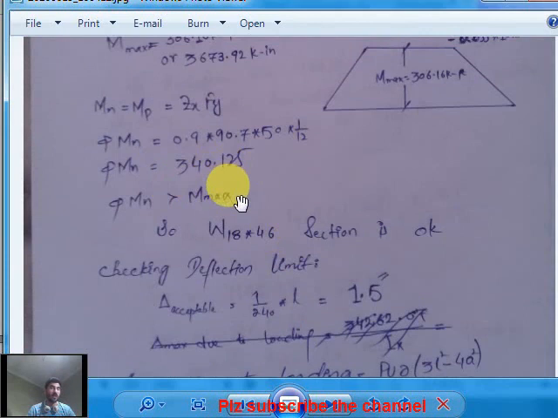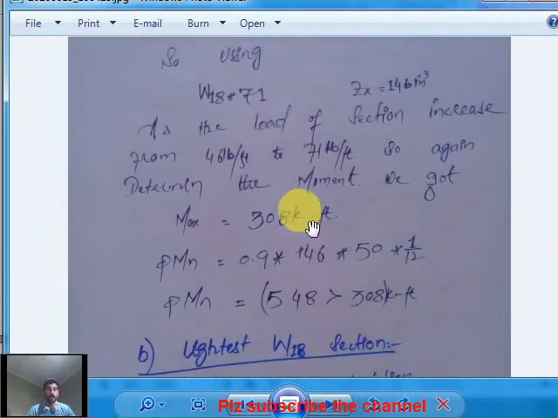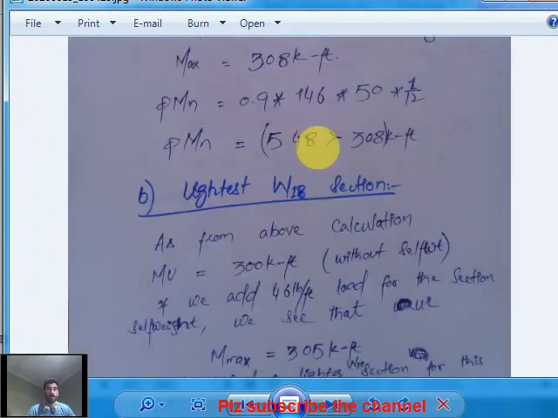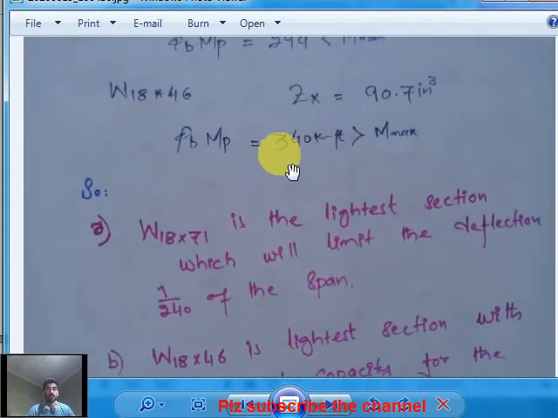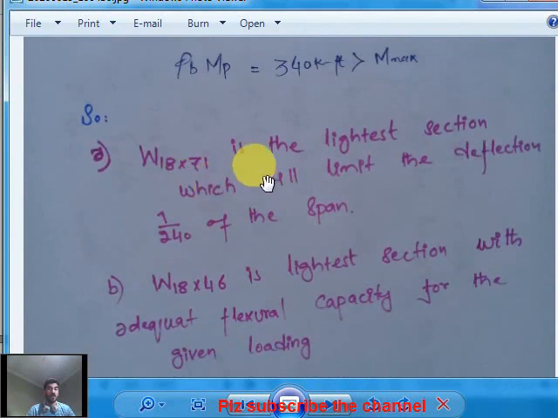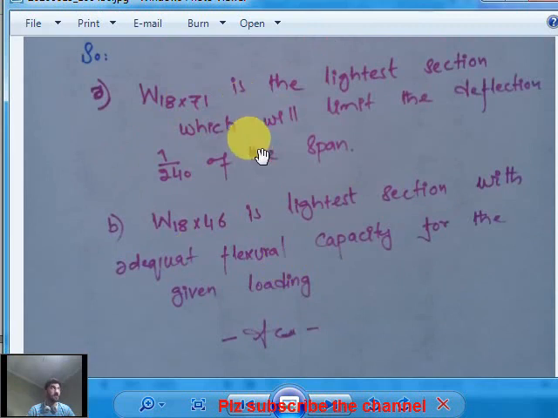Okay, so that's why our moment capacity is this one. Okay, so this is our required section W18. And remember, W18x71 is the lightest section which will limit the deflection to this one. These are the conclusions. And W18x46 is the lightest section with adequate flexure capacity for the given loading. Clear? And this winds up. These are the results we obtained. You see the calculation work.